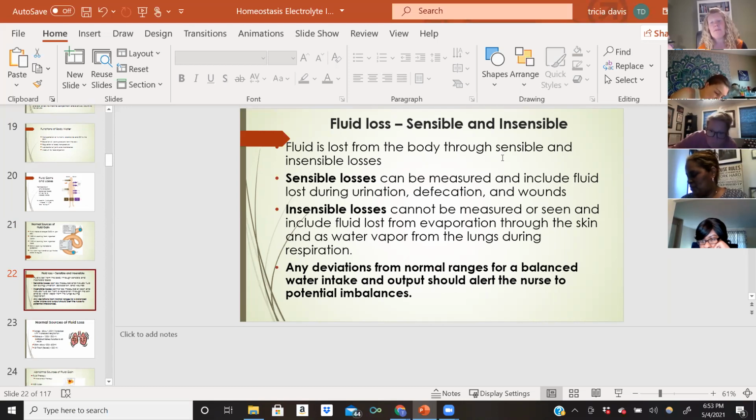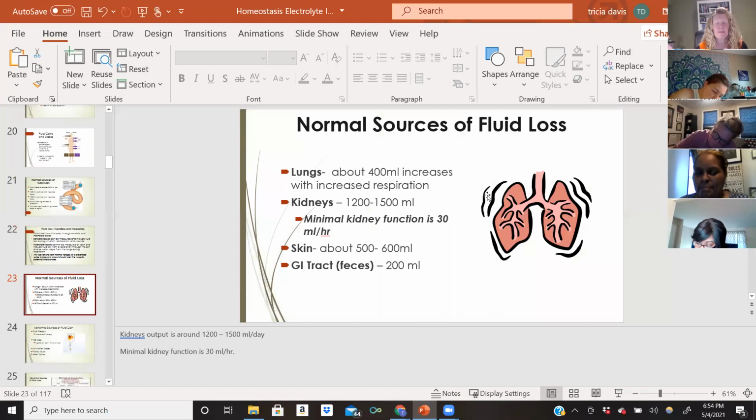Any deviation from the normal ranges for a balanced water intake and output should alert us as the nurse that there can be potential imbalances, because whenever the water shifts, we're also affecting all of our solutes, right? So that's why it's so important.